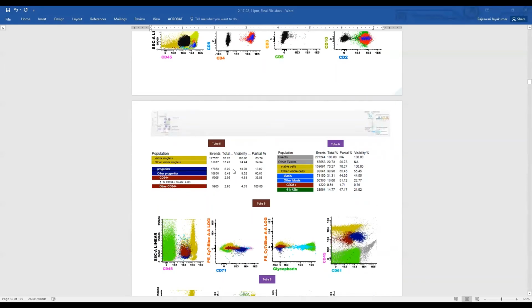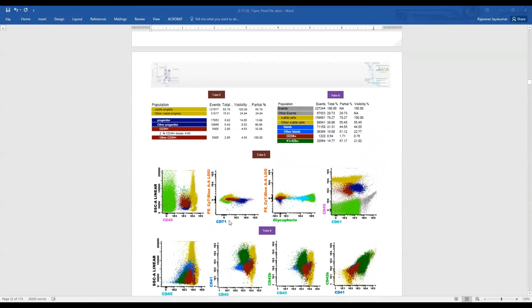So if we see tube 5 has markers CD71, glycophorin, and CD61. CD71 and glycophorin are erythroid markers, and CD61 is a megakaryocytic lineage marker. So in this tube, we can see that our blasts, again, here's dim CD45 and low side scatter.